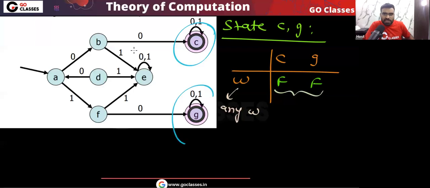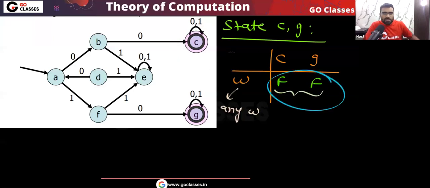For example, C comma G, they are different states. We don't care. We only care, are they final, are they non-final? Are we going to final, are we going to non-final? For us, only this matters. Are we going to final? Are we going to non-final? So remember, this state C comma G, they are equivalent.